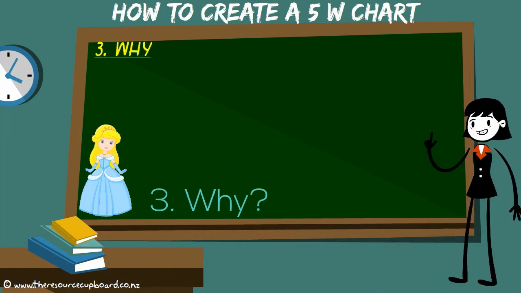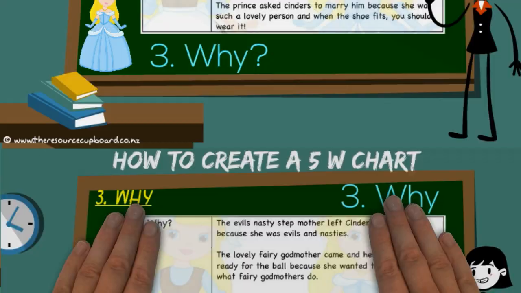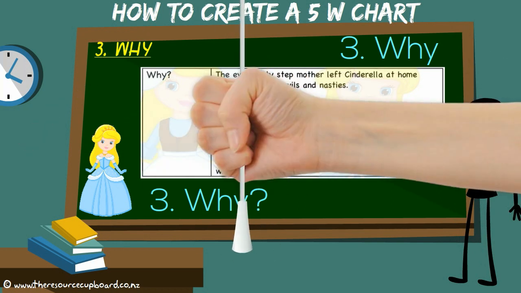Remember Cinderella? Why? Because we are doing a 5 W's chart about her, that's why. The evil, nasty stepmother left Cinderella at home because she was evil and nasty. The lovely fairy godmother came and helped Cinderella get ready for the ball because she wanted to go, and that's what fairy godmothers do. The prince asked Cinders to marry him because she was such a lovely person, and when the shoe fits, you should wear it.